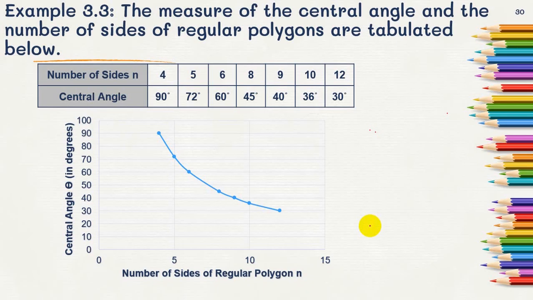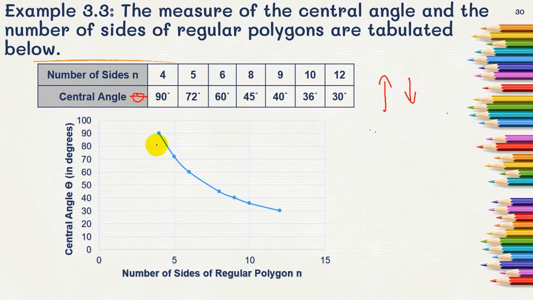The measure of the central angle and the number of sides of regular polygons are tabulated below. Okay, so we are talking about the central angle. We can represent this as a theta. So for the number of sides, we started from 4 to 12. Then for the central angle, it's 90 degrees to 30 degrees. So as you can see, the relationship between the two, as the number of sides increases, the measurement of the central angle decreases.